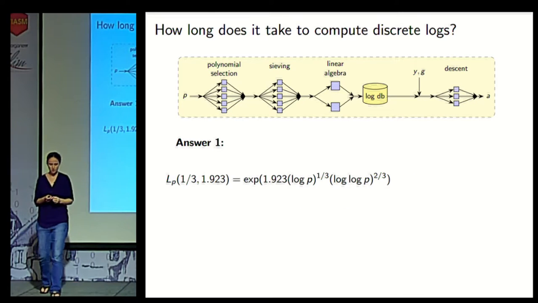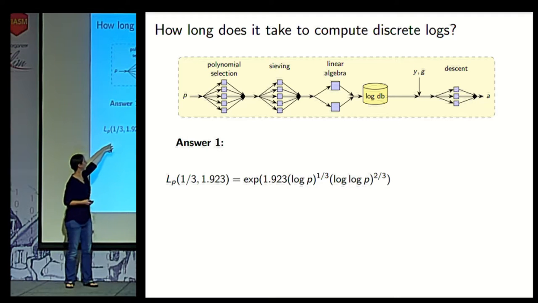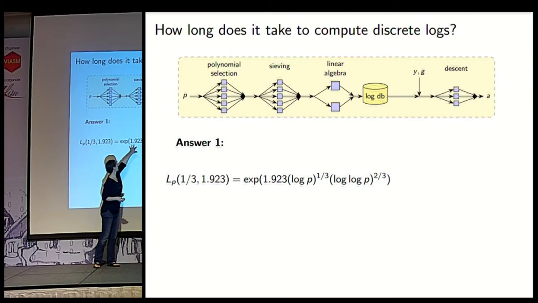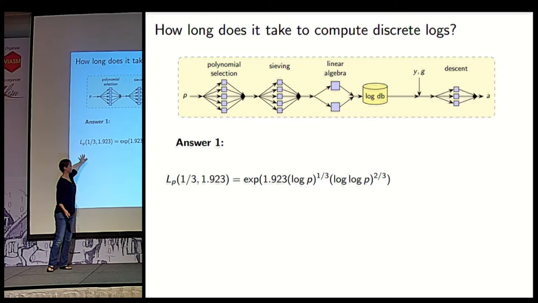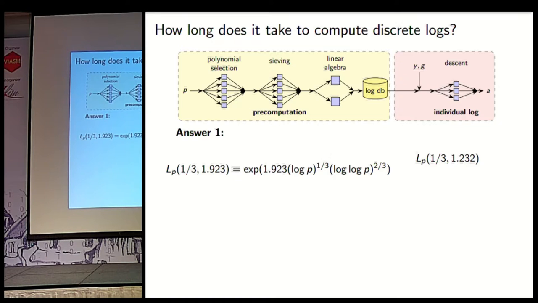Okay, so how long does this algorithm take? It takes sub-exponential time in the size of the prime. This is usually denoted using L notation, so it's L of 1/3 with the constant 1.923, which is the cube root of 64/9. So this is exponential in some constant times log to the 1/3 times log log to the 2/3. So, sub-exponential running time. However, this doesn't mean we have to run this for every individual log we want to compute. It turns out that only the final step depends on the actual target, so if you knew the prime that somebody was going to use beforehand, you can do the whole pre-computation step up to here, and then you only have to do the final stage online. And it turns out this final stage is much cheaper, in that the constant in the exponent is smaller.